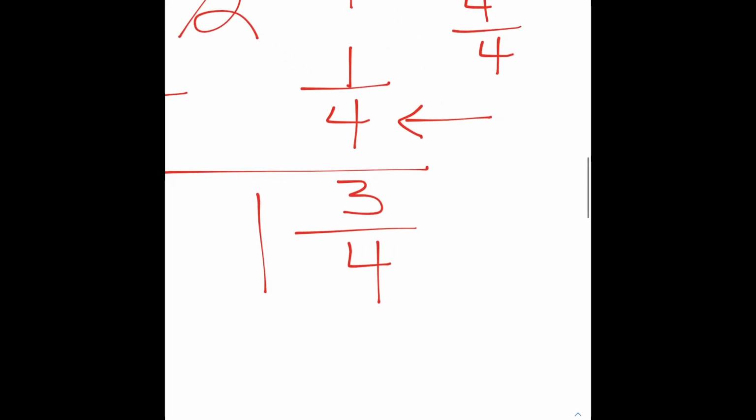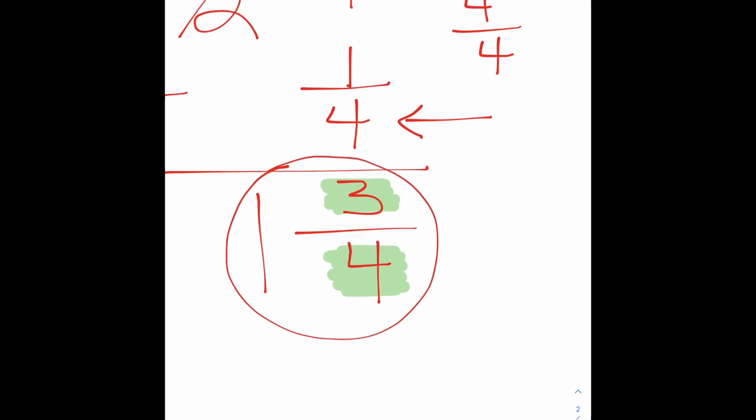One thing to realize about fractions is when the numerator is 1 away from the denominator, so 3 is right next to 4 on the number line, then we know that fraction's already simplified. Can't get any closer together.